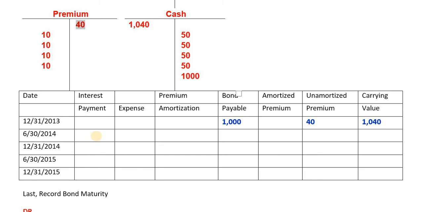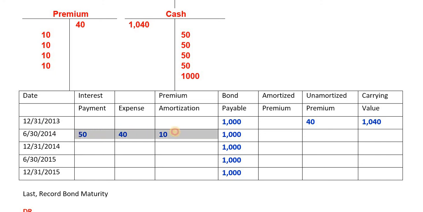It's June 30th. What did we do? I sent you a check for $50. We amortized premium of 10, so I had interest expense of 40. My bond payable, by the way, is going to stay $1,000 for the life of this bond. That's what's printed on the bond. You can't change a whole lot.